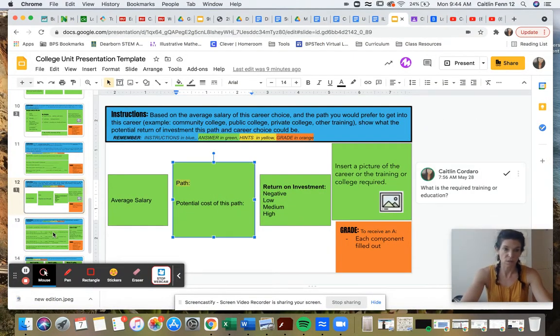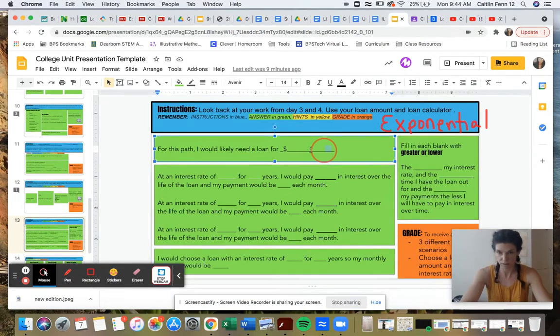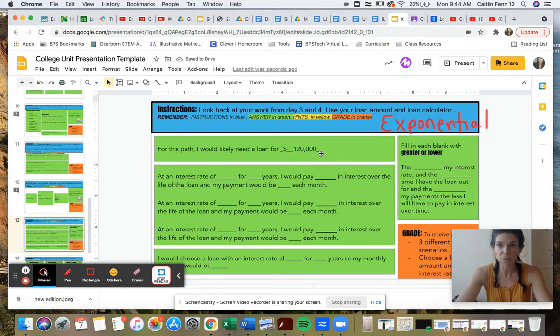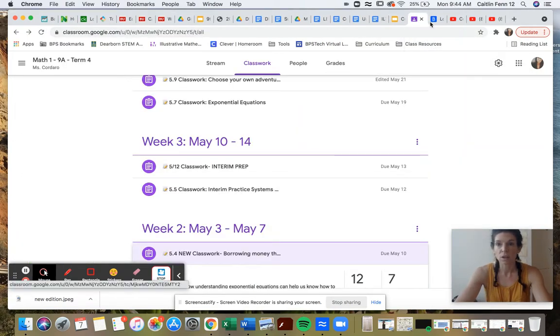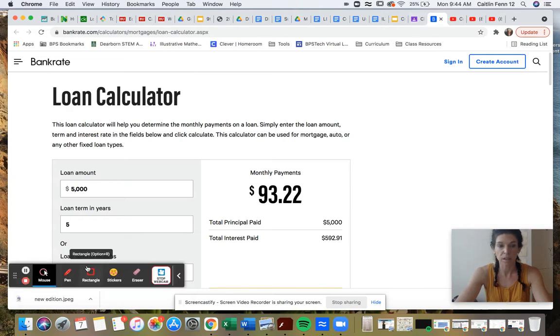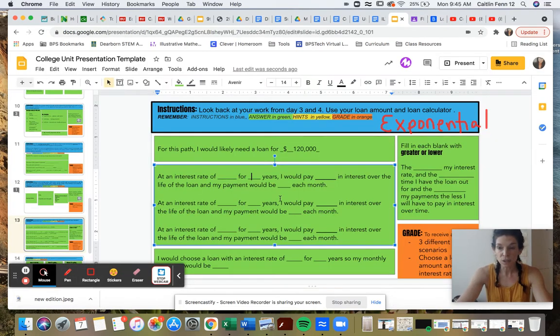So if you need a loan for 4 years of college that is $30,000 a year, you might need a loan for $120,000, okay? So then you're going to use your loan calculator, and you're going to think about different interest rates and how long you would have to do and how much you pay each month. So you're going to use the loan calculator here. And you're also going to use some average interest rates that I supply you with.